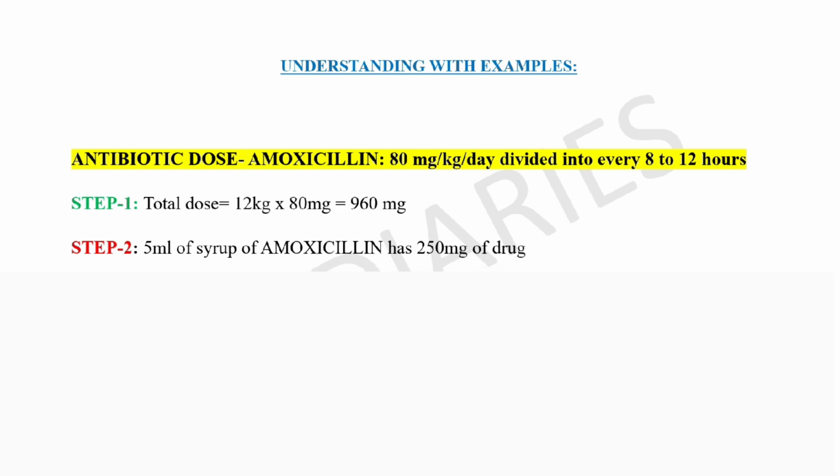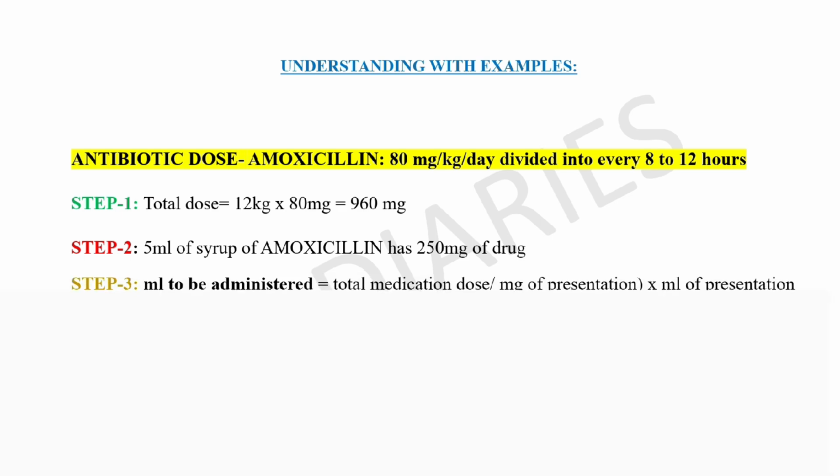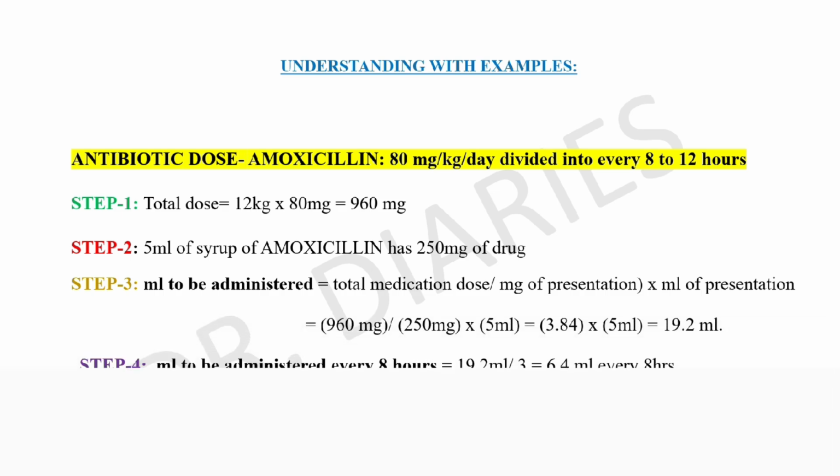Now step 2 is, if we have to give this in the syrup form, then the concentration in milliliters of the drug is to be known. Each 5 milliliters of syrup of amoxicillin has 250 milligrams of the drug. Step 3 is to understand the milliliters to be administered. Total medication dose divided by milligrams of presentation into milliliters of presentation. After putting all the values and after calculating, we get 19.2 milliliters. Step 4 is the total dose has to be divided in 8 to 12 hours. Thus, we give 6.4 milliliters once in every 8 hours.